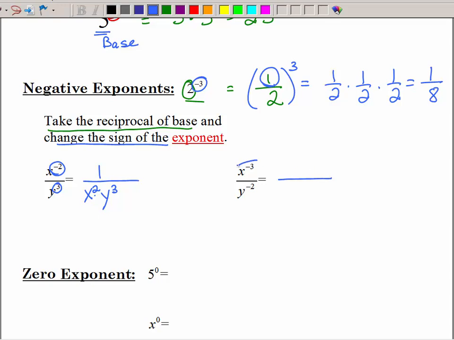Right here, this is on top, it needs to go on the bottom, taking the reciprocal, making that x to the positive 3. This is on the bottom, which would be like 1 over y to the negative 2, so we flip it, that comes upstairs, and we change that to y squared. So when you're looking at negative exponents, if it's on the bottom of a fraction, pop it to the top. If it's at the top, bring it to the bottom.